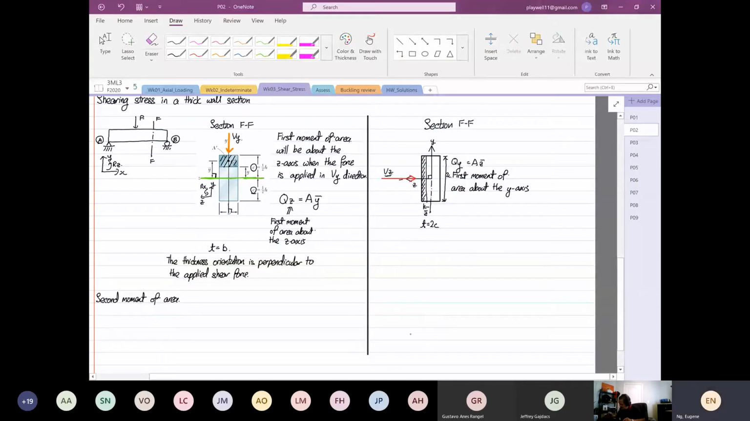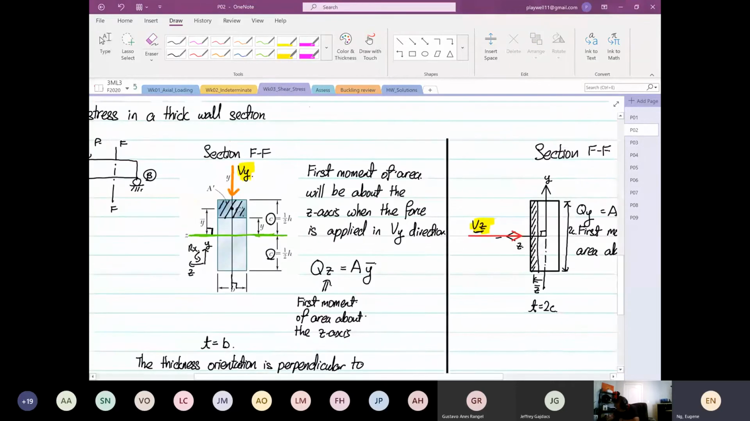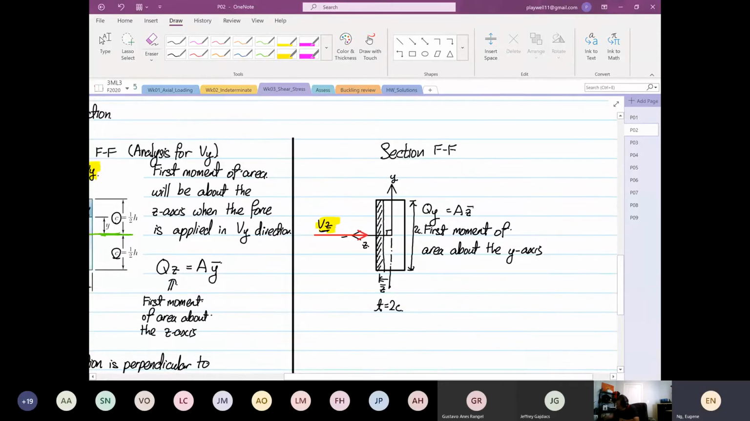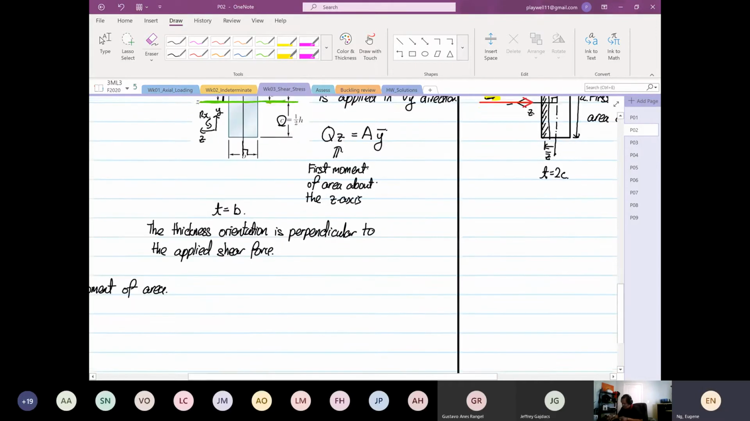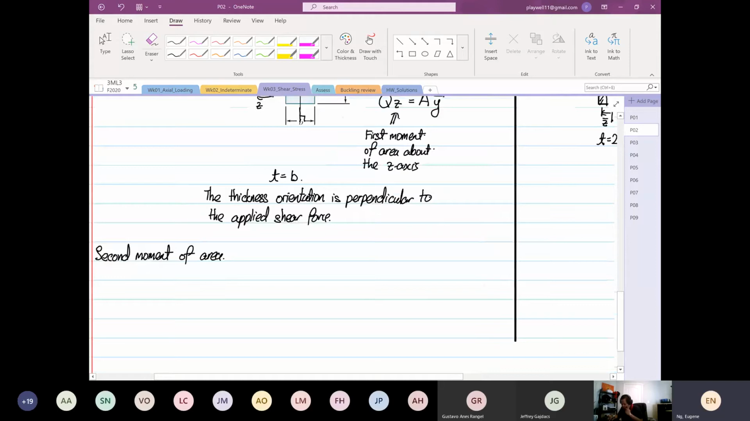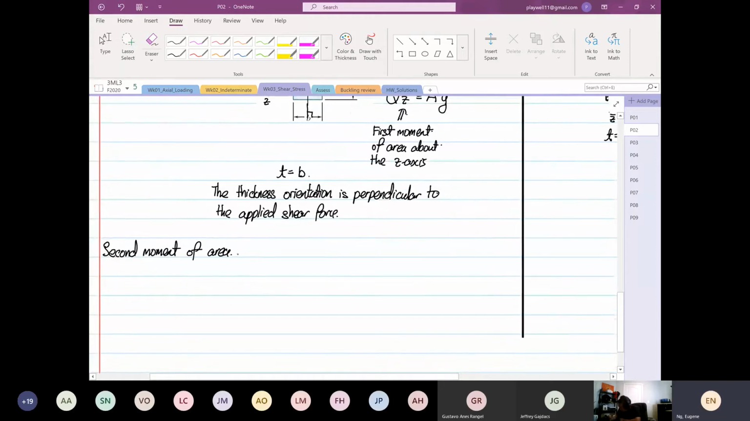Okay, so the difference is the orientation of the Vy, right? So this is V for Vy, this is for Vz. I'm going to write down here, okay? So analysis for Vy, and then the other side is analysis for Vz, okay? So I'm going to write the second moment of area, which we call I, okay?